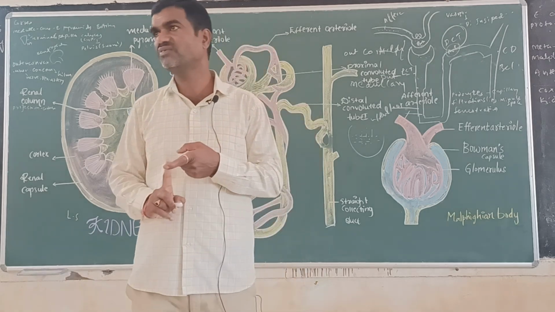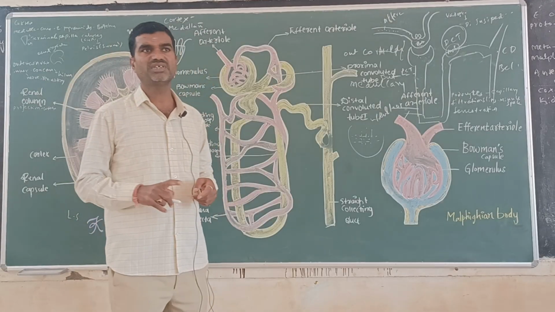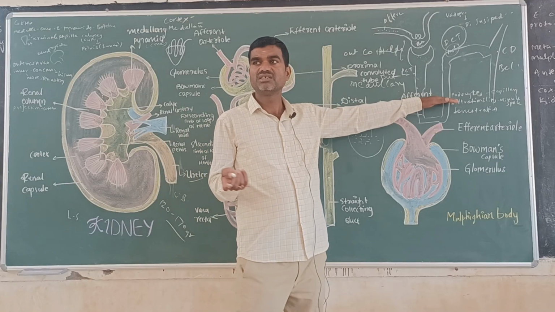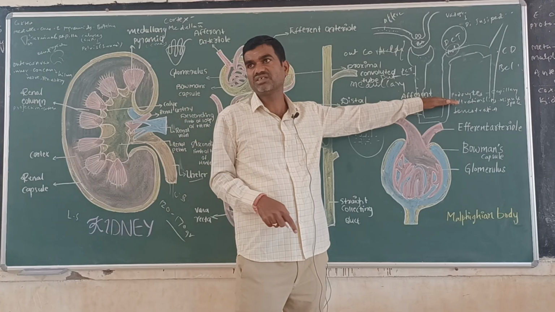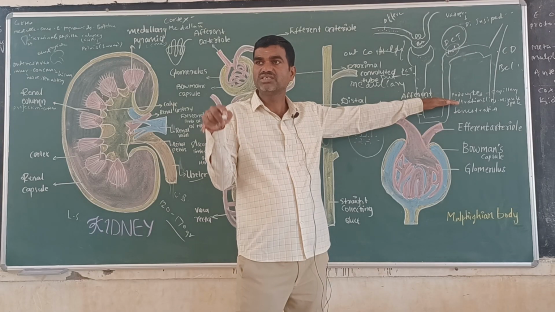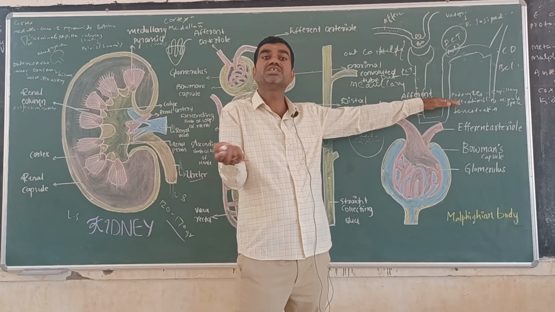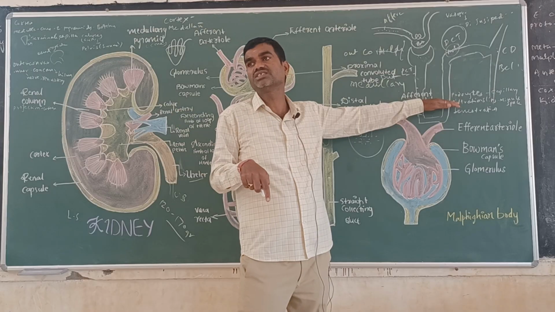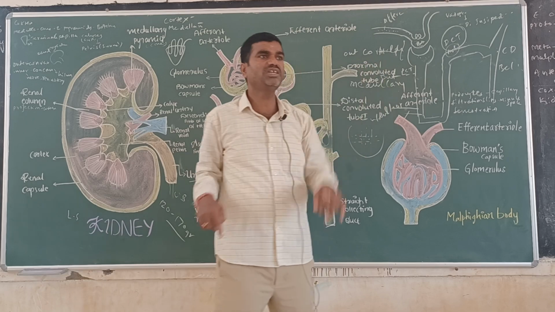Number one, there are cortical nephrons and juxtamedullary nephrons. What are cortical nephrons? See here, where the loop of Henle is too short and extends very little into the medullary region, it is called a cortical nephron. It comes in EAPCET point of view. And what are juxtamedullary nephrons? Where the loop of Henle is too long and extends very deep into the medullary region, it is called a juxtamedullary nephron. Nephrons are mainly of two types.